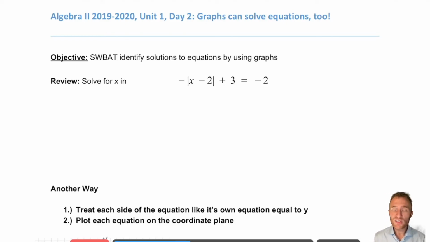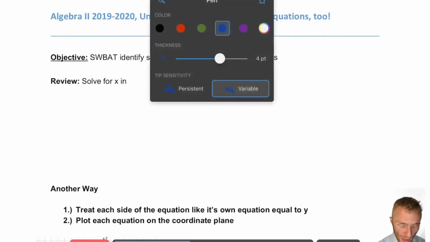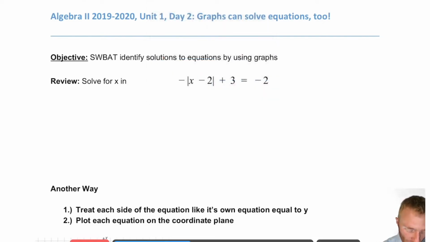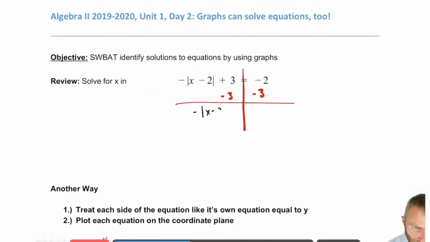So if we look at this example that we're going to start off with, negative the absolute value of x minus 2 plus 3 equals negative 2. When I say solve for x, I'm just looking for what values of x make that a true statement. And the technique we learned for solving absolute value equations is to get the absolute value expression by itself. We'll subtract 3 from both sides. That'll leave us with negative the absolute value of x minus 2 equals negative 5.